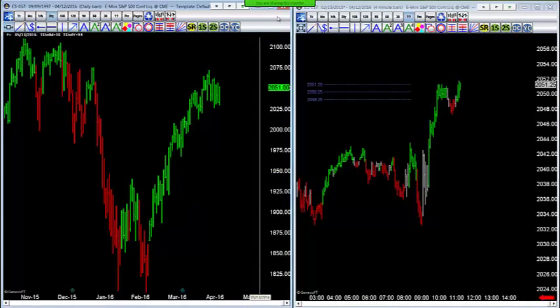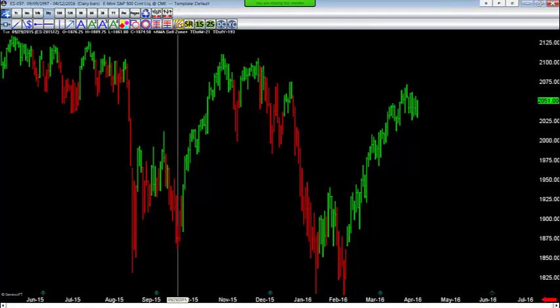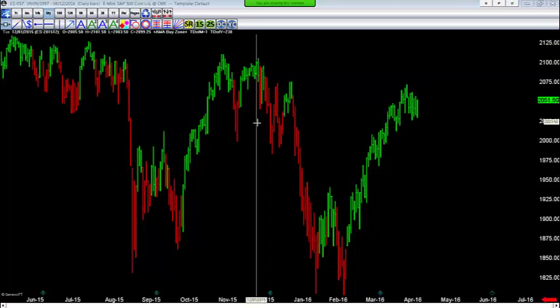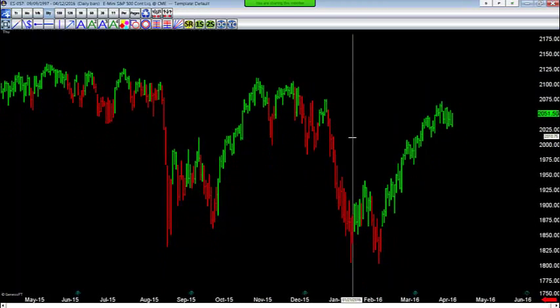Now, the angles of most importance are the 1-to-1 and 2-to-1, or 1/2. Okay. And I'm going to show you exactly what that means on the chart. Because most people don't ever get these on the chart correctly.